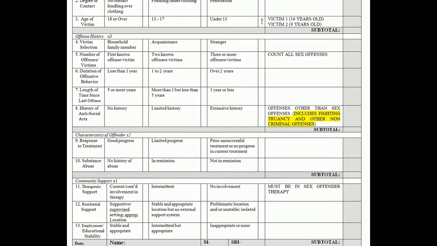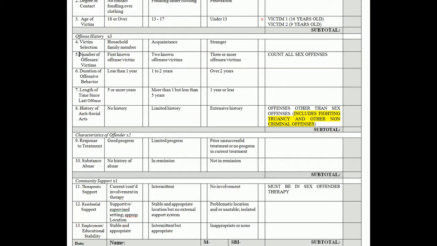You always select based upon the fact that is most adverse to the registrant or presents the highest risk. So again, if you have two victims, one who is 16, for example, and one who is 9, you apply the scale using the 9-year-old victim and you select under 13.